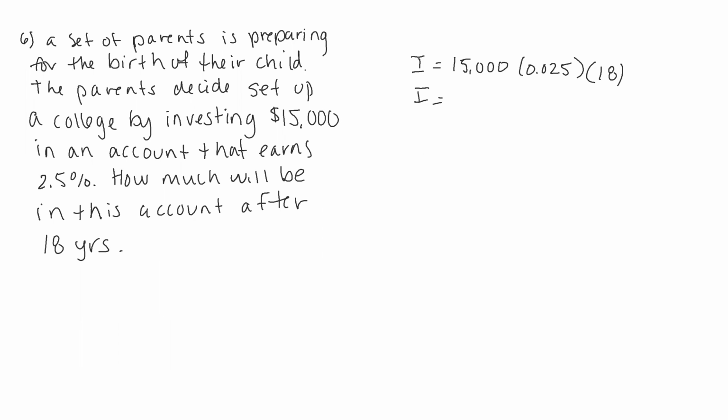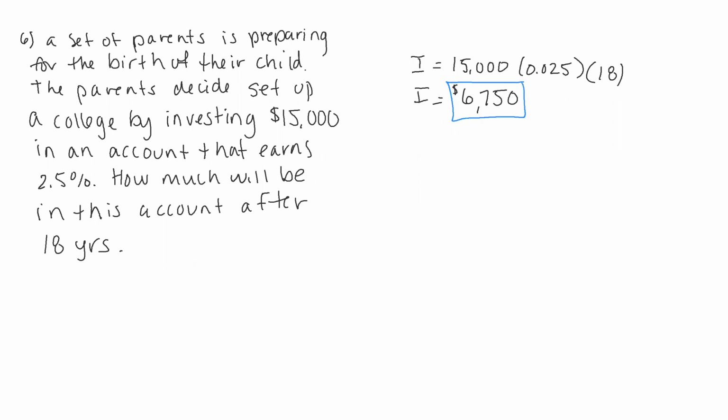So we multiply this out, and 15,000 times 0.025 times 18 would be, that's not correct. Oh, I was like, that doesn't sound right. I typed it in wrong. So 15,000 times 0.025 times 18, we would get 6,750. So that's the amount of interest this account is set to earn. All right.